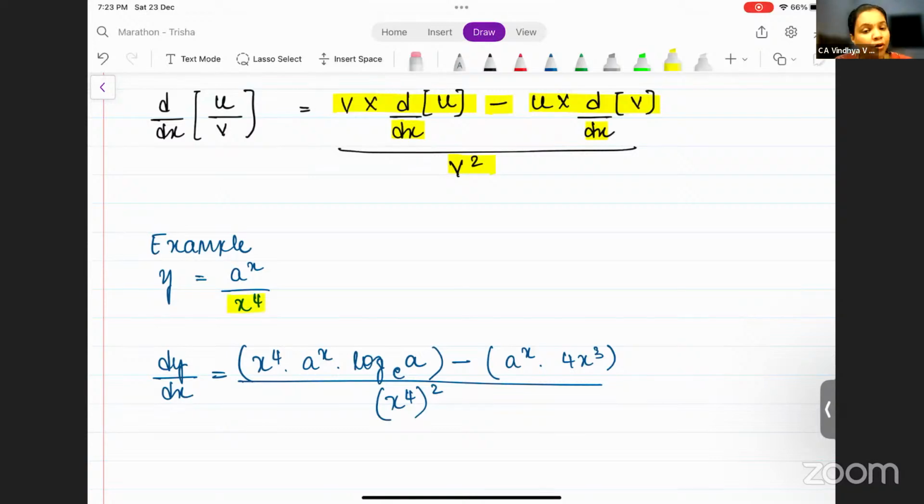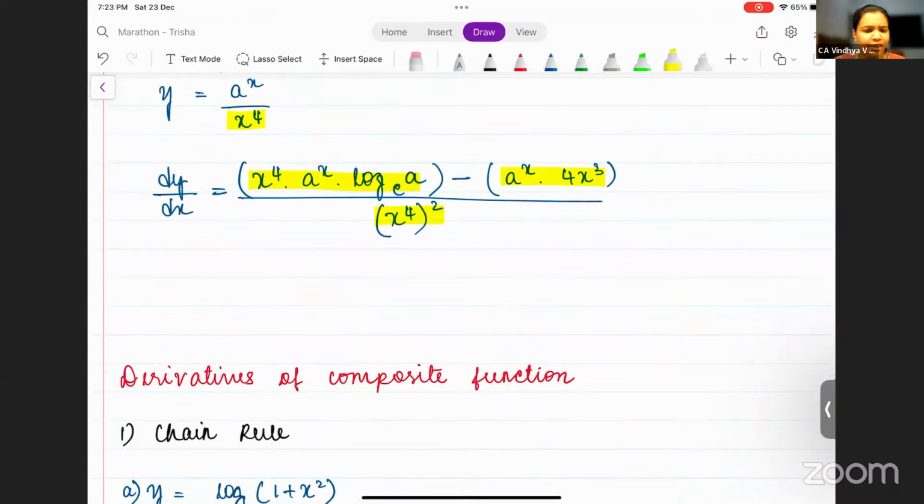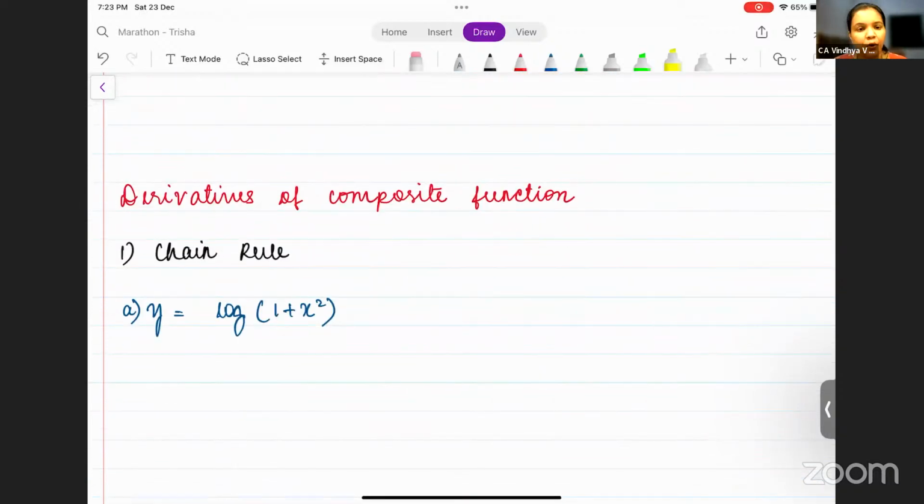So x to the power 4 into derivative of a to the power x, which is a to the power x into log a base e, minus, what is the numerator? a to the power x into derivative of the denominator. What is the derivative of denominator? It is 4x cubed, divided by denominator square, which is x to the power 4 whole square. Okay, this is how you find the derivative using the division rule.